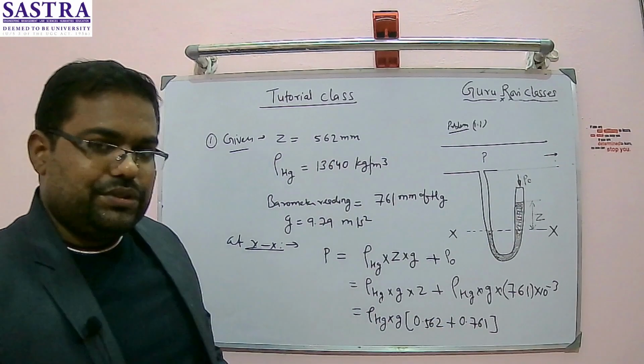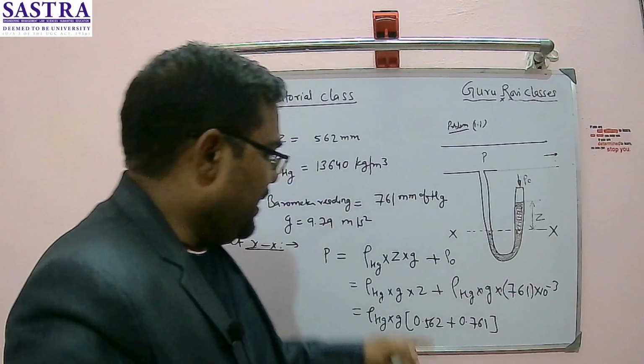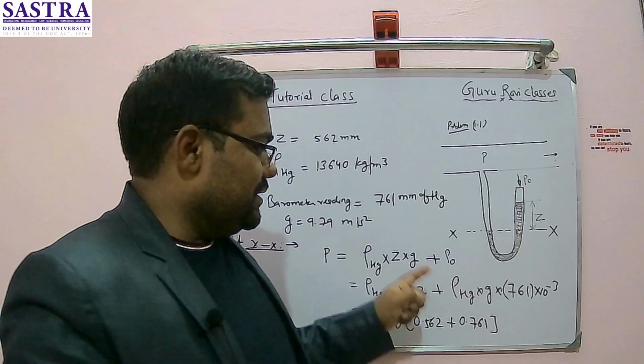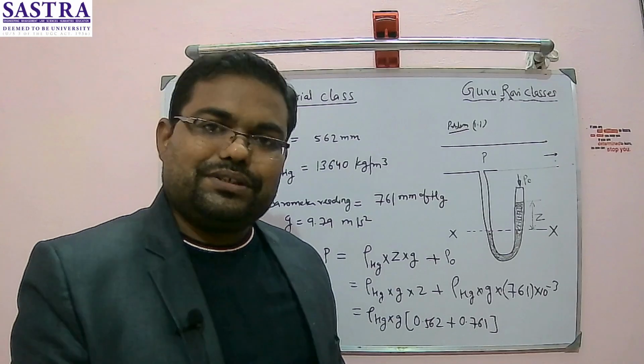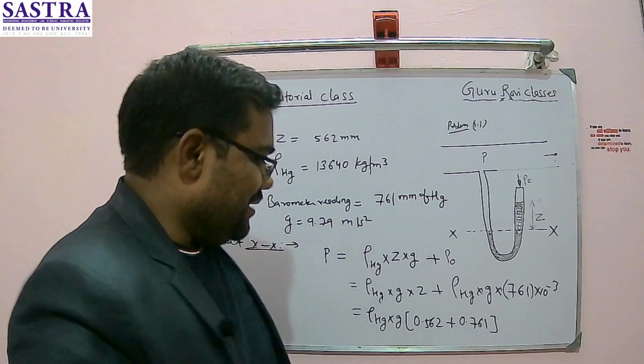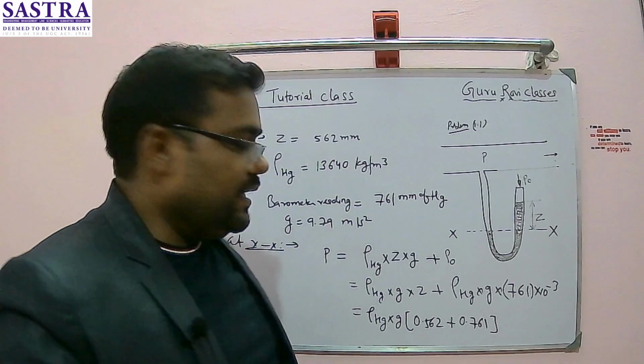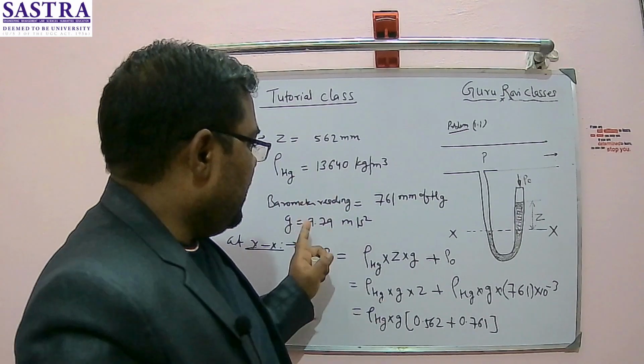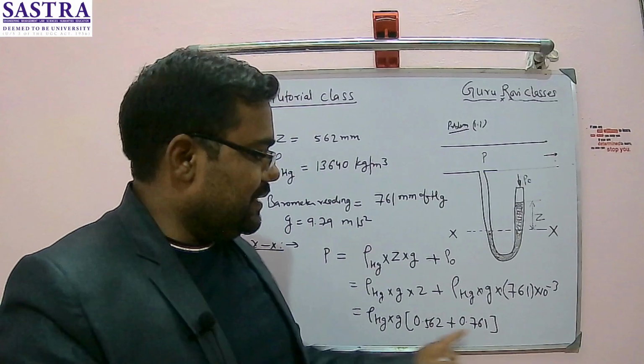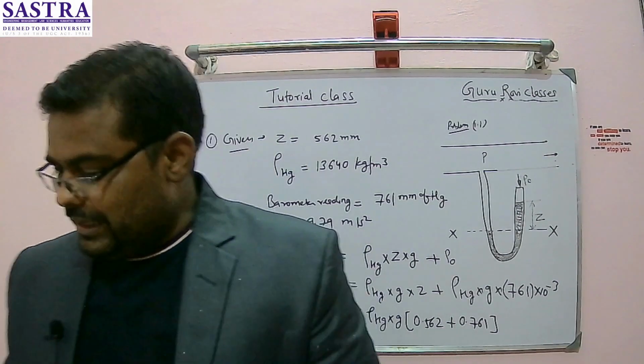So now the question is, which kind of pressure is it? We are adding the atmospheric pressure with this. So this is basically the absolute pressure that you are going to calculate. So substitute the value of density of mercury, 13,640 here, and acceleration due to gravity, 9.79 here, and multiply this. Directly you can get the pressure reading.